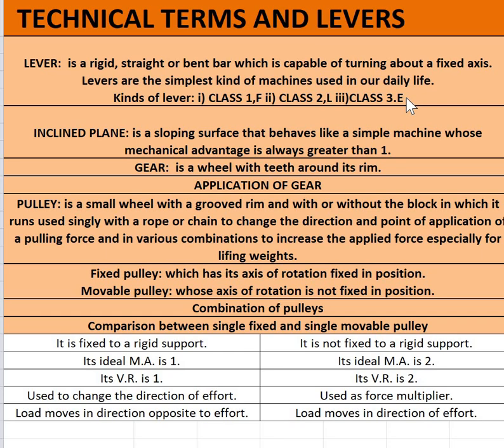Now we have class 3 levers. So what happens in class 3 levers? Effort comes in between the fulcrum and the load. The mechanical advantage and the velocity ratio of class 3 levers are always less than 1. The examples for this class 3 lever are sugar tongs, the forearm used for lifting a load, fire tongs, foot treadle, knife, a spade used to lift coal, fishing rod, etc.